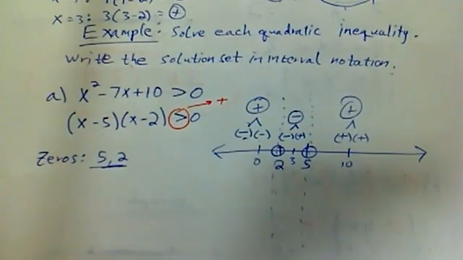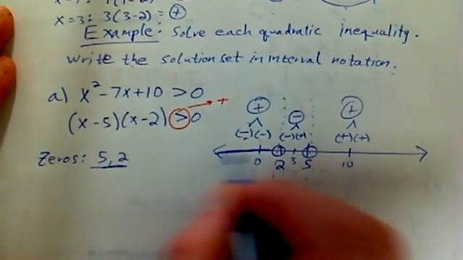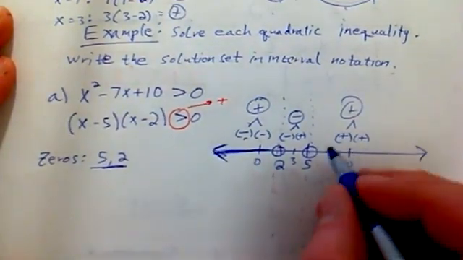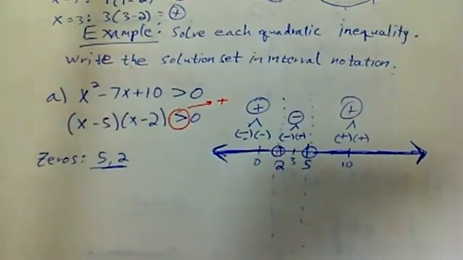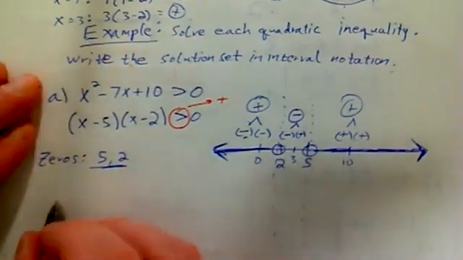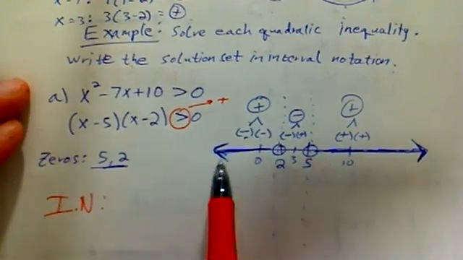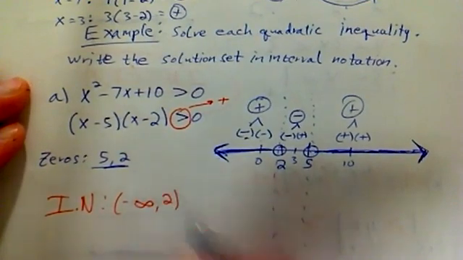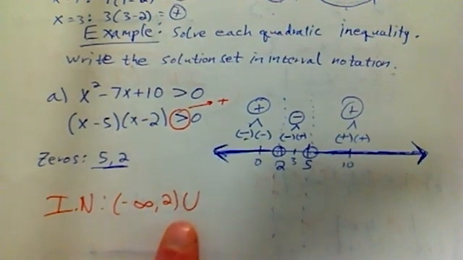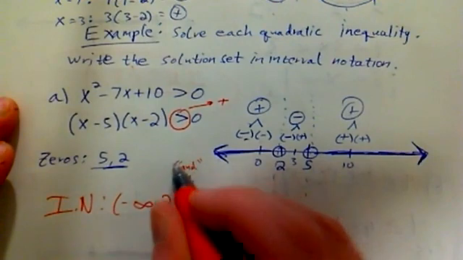So what do I want to shade? I want to shade all the positive stuff, all the stuff greater than 0. So I want all of this stuff, and I want all of this stuff. So the question is, how do I write that in interval notation? Well, in interval notation, I read it left to right, just like I have been, from negative infinity to 2, but not including. And now I'm going to put this symbol here. What this stands for, it's union.